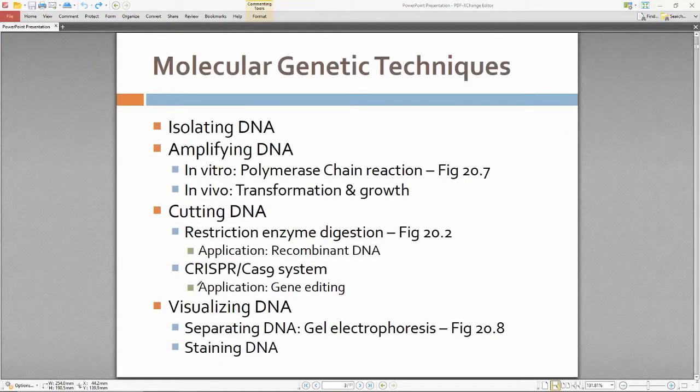Okay, so obviously there are techniques to manipulating DNA, and we are going to get this far today. So we're going to do all this stuff, and then this stuff we'll do tomorrow.